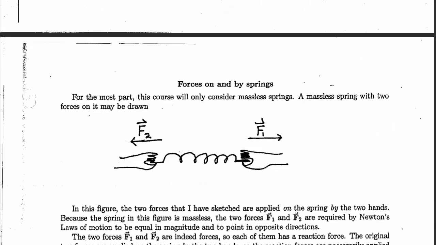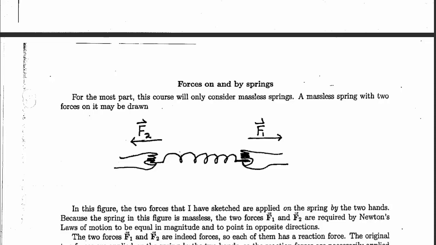And now we are going to discuss massless springs. So there you see a massless spring with two forces, F1 and F2, being applied to it. The forces are being applied because someone is hanging on to it and pulling on both ends. F1 and F2 are the forces on the spring due to the two hands. This figure illustrates several points that sometimes get lost. First of all, springs have two ends. The length of a spring is determined as the difference in the location of the two ends.